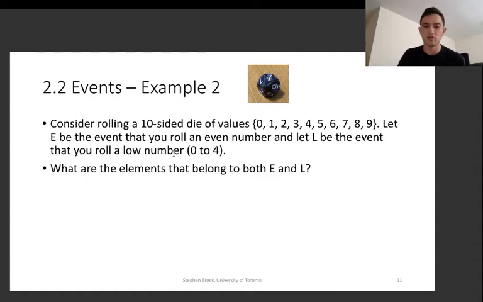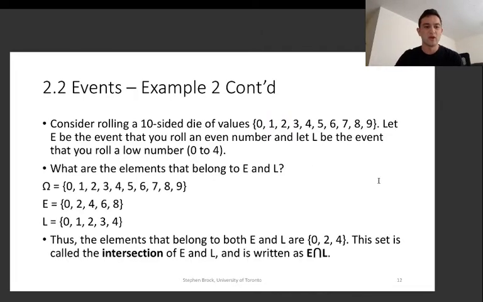Anyways, let E be the event that you roll an even number, and let L be the event that you roll a low number, 0 to 4. What are the elements that belong to both E and L? When you're trying to construct an event space or figure out what elements are in both of these, it really helps to write down the individual event spaces as well as the sample space we're working with. So we know that our sample space is 0 to 9, E is all the even numbers, 0, 2, 4, 6, 8, and L is all the low numbers, 0 to 4.